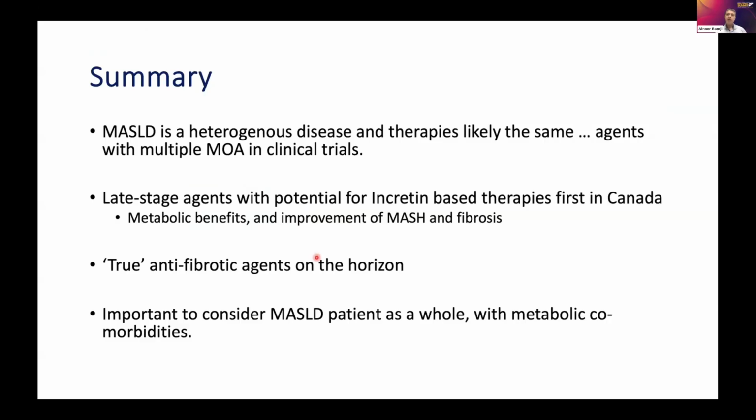And again, I think importantly, particularly given the meeting we are at, is considering the MASLD patient in its entirety with the metabolic aspects. We've talked a lot and you've heard a lot about aspects of mental health and psychology and how many of these modalities need to be used holistically to improve the care and management of these patients.